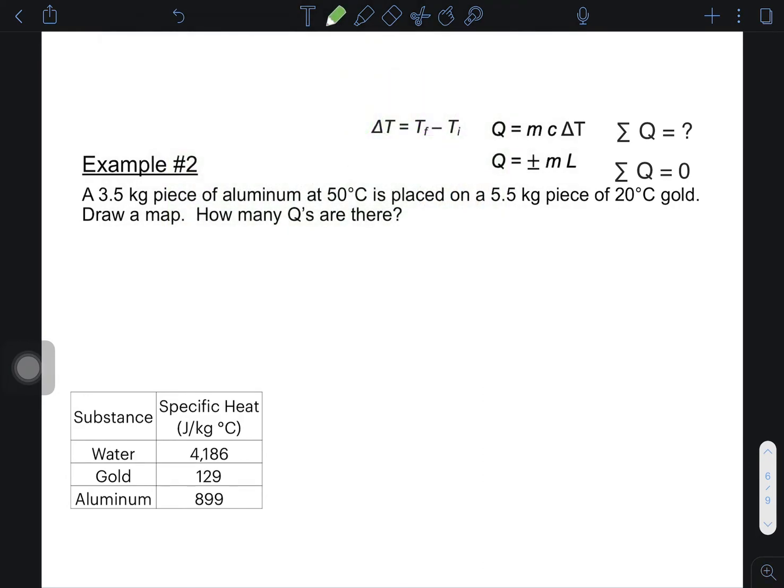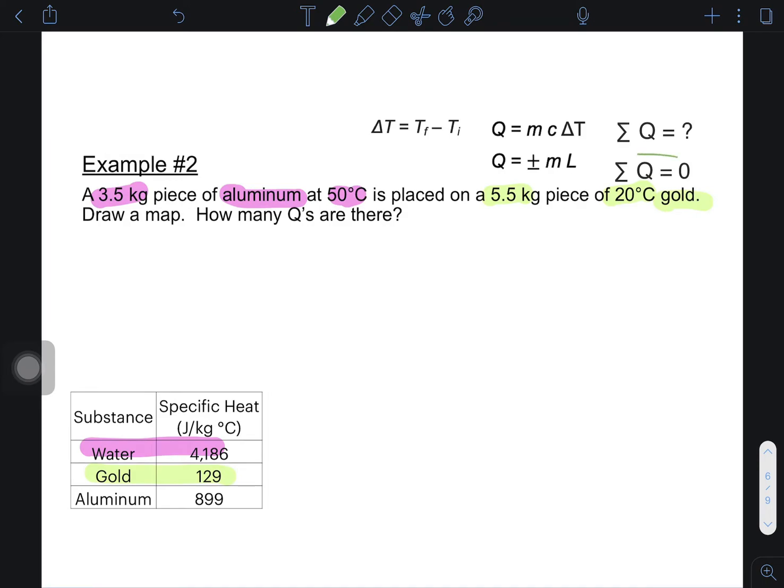Okay, let's try one more together, and then I'm going to have you pause it and do your own. Going to get the highlighter out. We have a 3.5 kilogram piece of aluminum at 50 degrees placed on a 5.5 kilogram piece of 20 degree gold. So we have gold and we have water. Now we aren't using those, just a good habit to get into, that's what we're looking for.